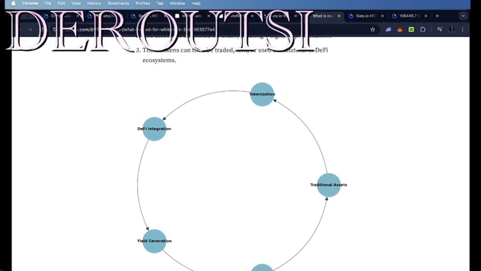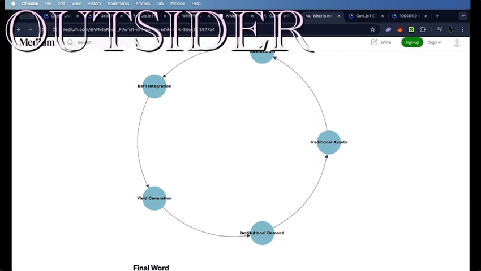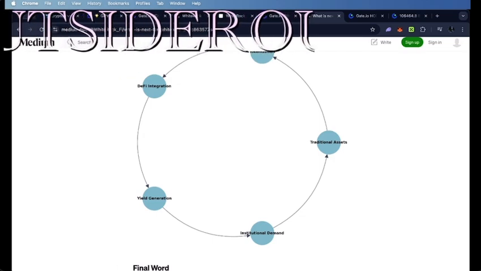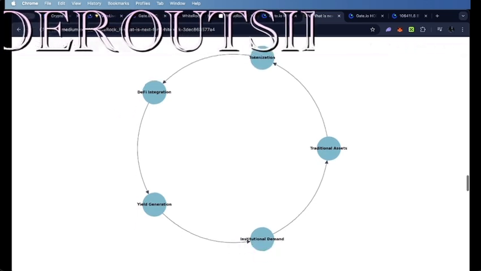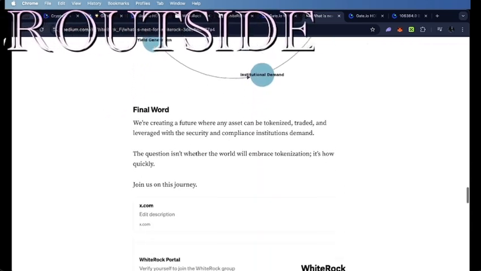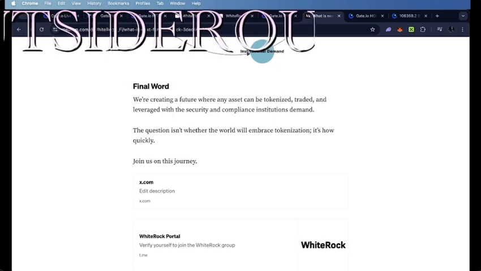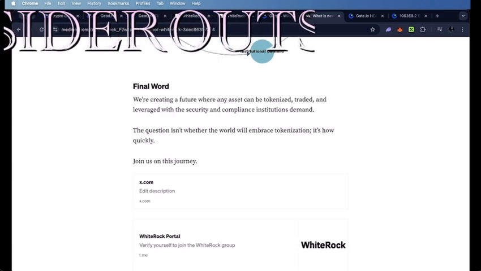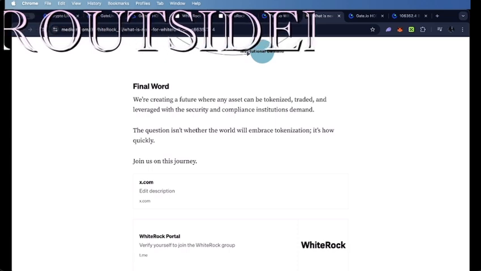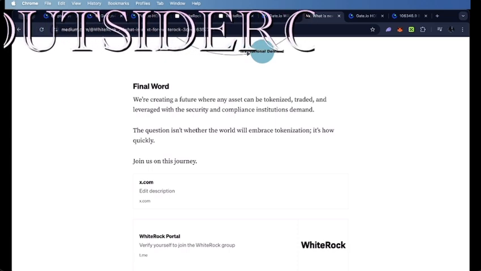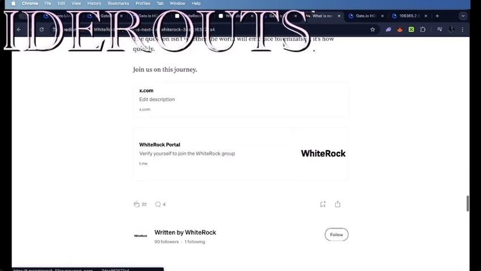DeFi integration. So tokenization, DeFi integration, yield generation, institutional demand, traditional assets, and then once again tradition. It's a cycle. Final word: we are creating a future where any asset can be tokenized, traded, and leveraged with the security and compliance institutions demand. The question isn't whether the world will embrace tokenization, it's how quickly. So join us on this journey.